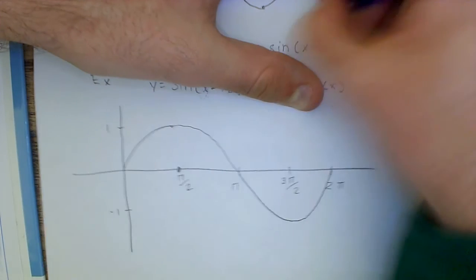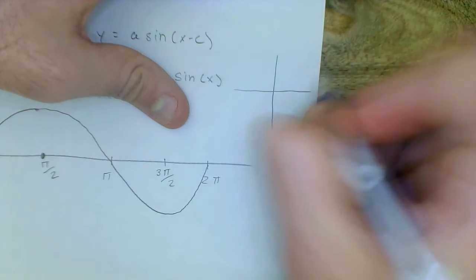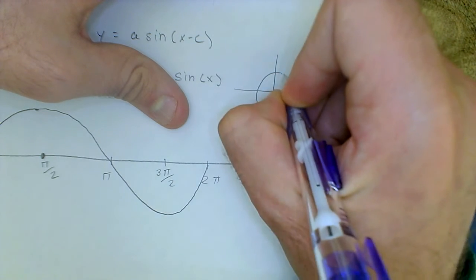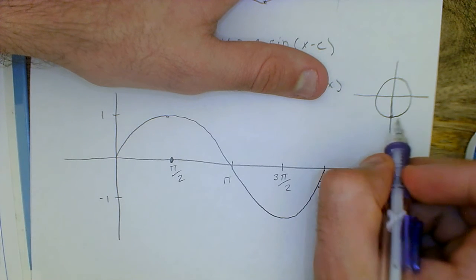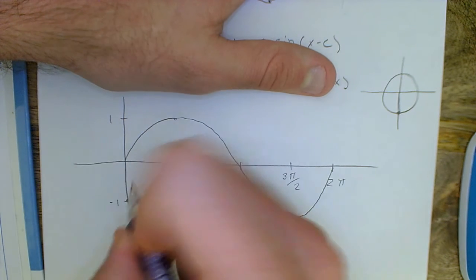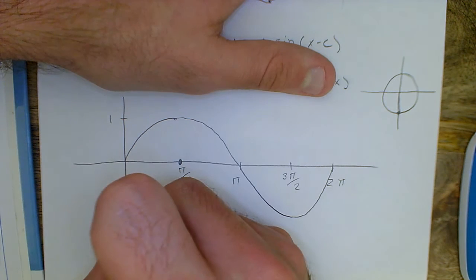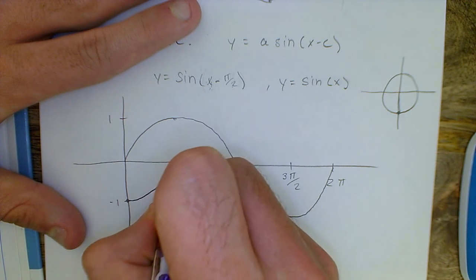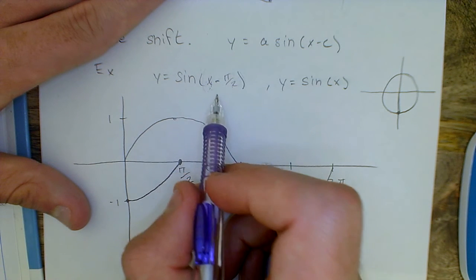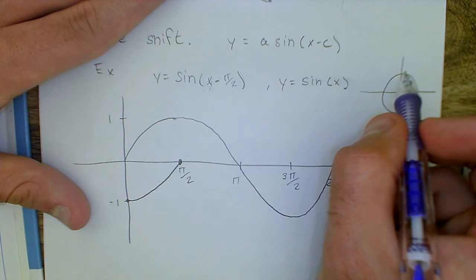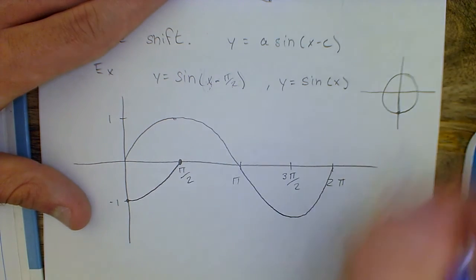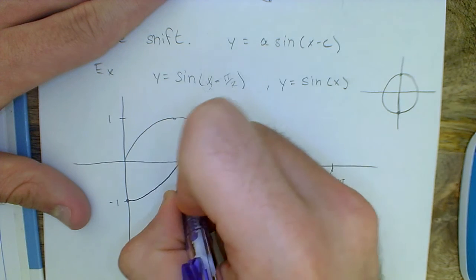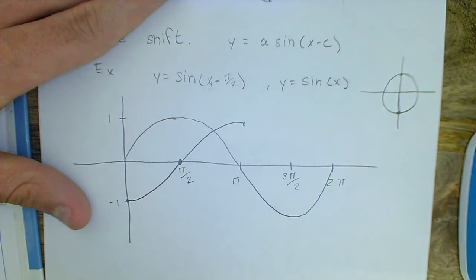The sine of negative pi over 2, if I draw my unit circle down here, off to the side, remember negative pi over 2 is this angle right here. And the y value there is -1. So it's coming up like this. And then if I plug in pi, I get sine of pi minus pi over 2. So pi minus pi over 2 is pi over 2. And we know that the sine of pi over 2, the y value of this angle here, is +1.